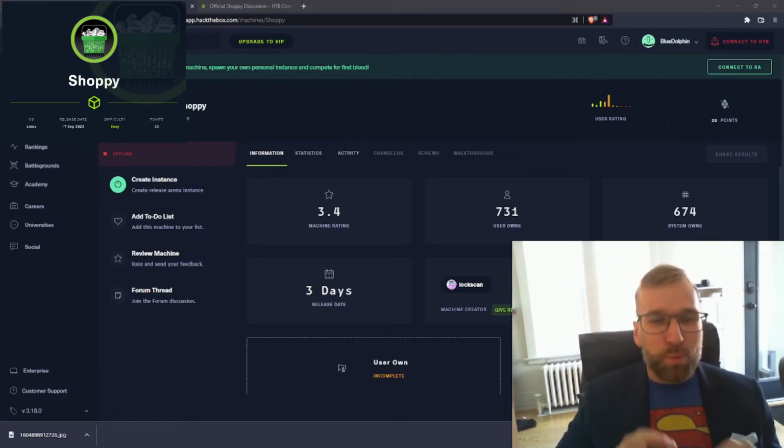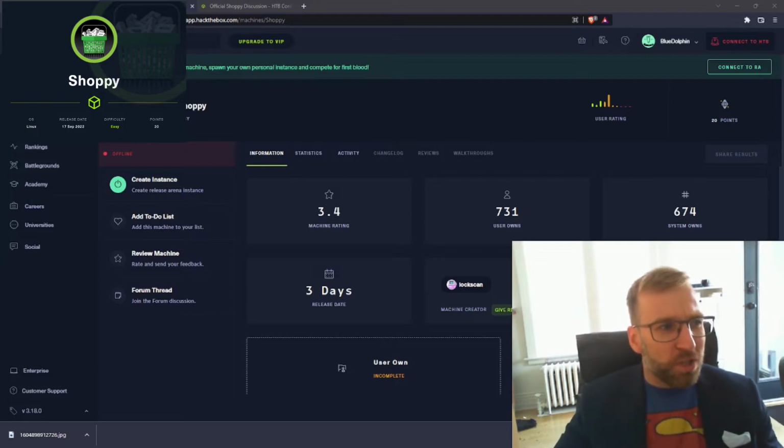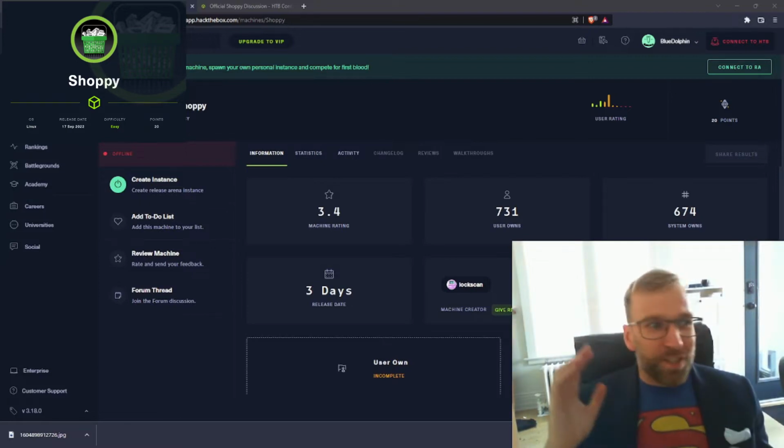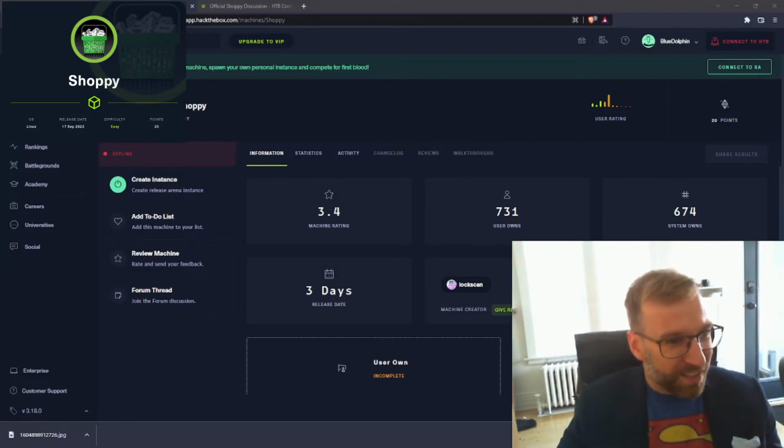This is going to be a brand new Hack the Box machine named Shoppy, and I like this because it's easy rated. I'm a noob. I have over 100 boxes solved on Hack the Box, and I still need help with all of them. Let's get into it.